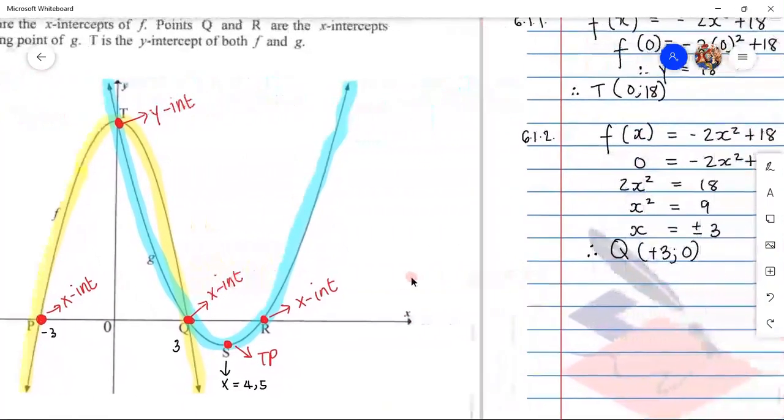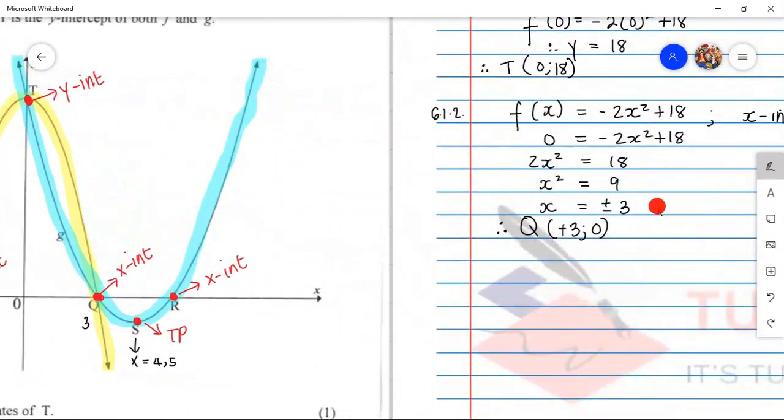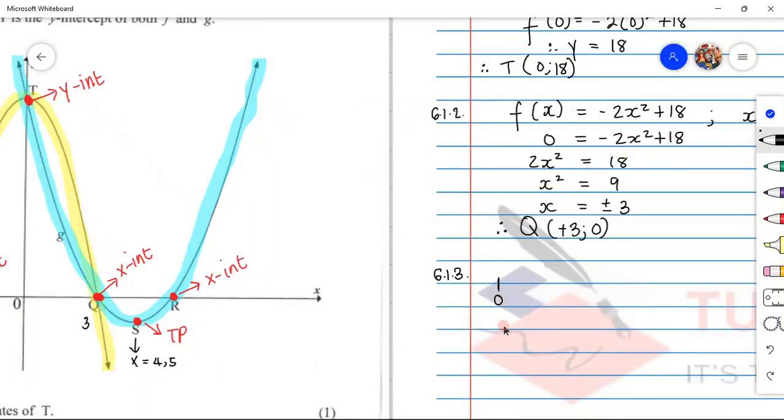So let's draw a quick sketch. So we have 6.1.3. So this is our point 0. This represents our origin. Let's make this our point 3, which represents Q. This is our point S, which is 4.5. And let's make this our point R.